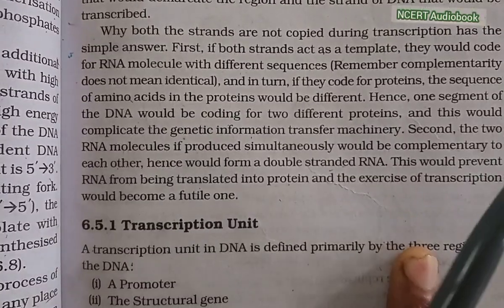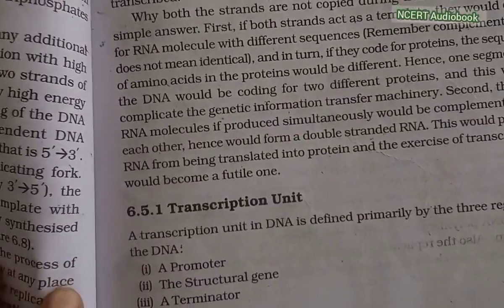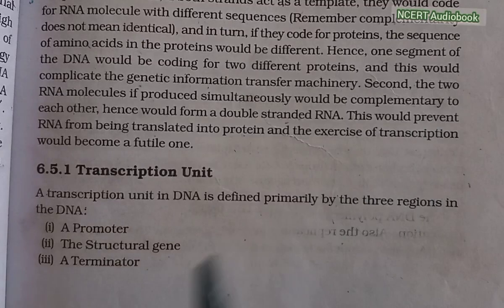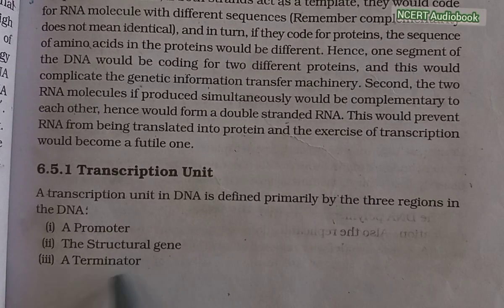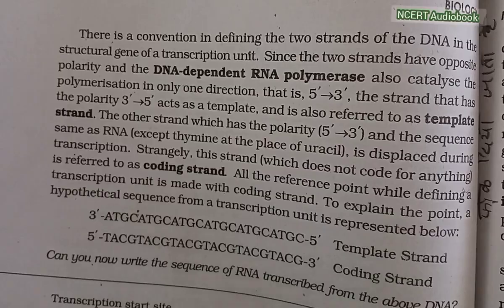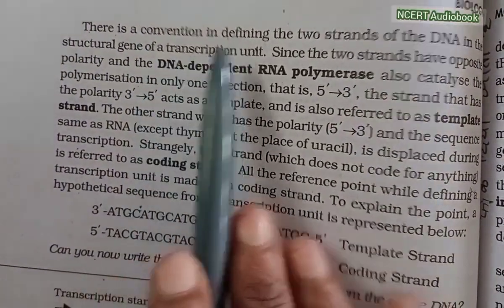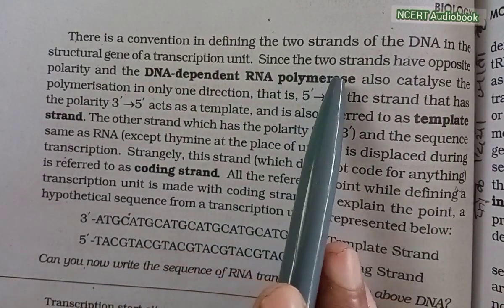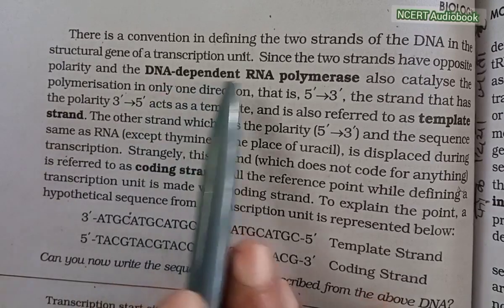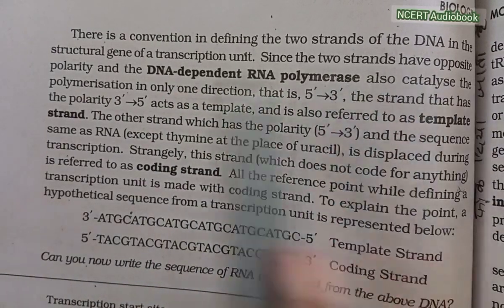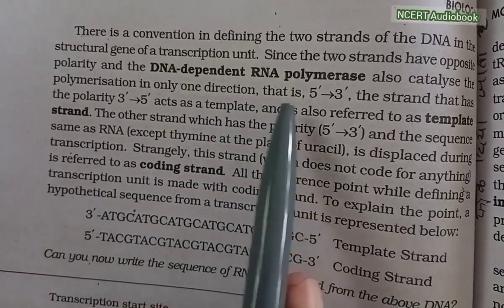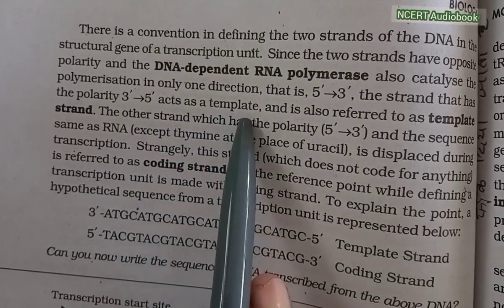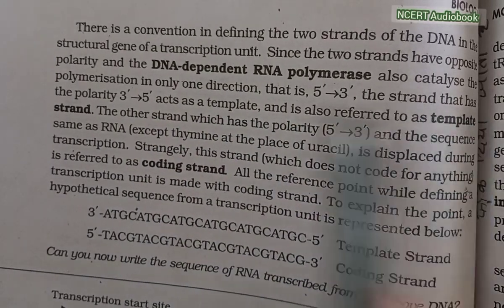Transcription unit. A transcription unit in the DNA is defined primarily by three regions of the DNA: a promoter, a structural gene, and a terminator. There is a convention of defining the two strands of the DNA in the structural gene of the transcription unit. Since the two strands have opposite polarity and the DNA-dependent RNA polymerase catalyzes polymerization in only one direction, that is 5' to 3', the strand that has polarity 3' to 5' acts as a template, and it is referred to as the template strand.